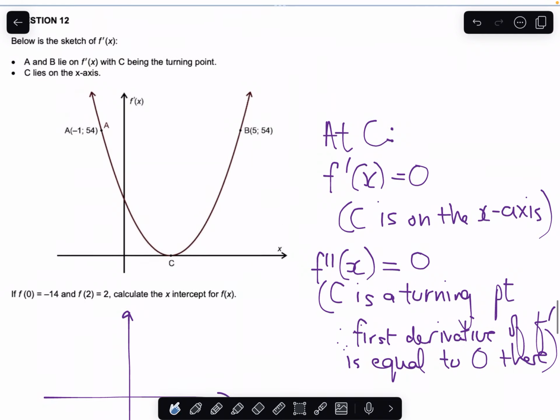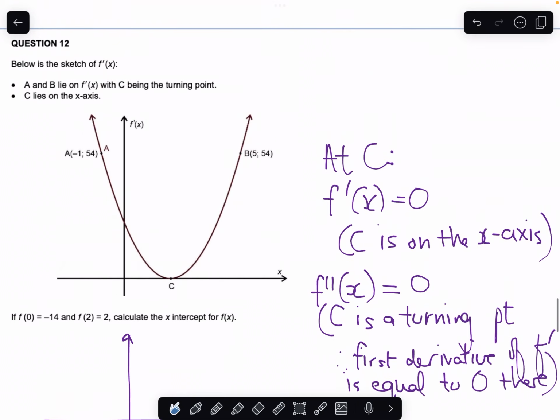Wait, are we just assuming this is a parabola? I mean, if it quacks like a duck and it walks like a duck, then it is a duck. So we are assuming that this is in fact a parabola. So we can find the coordinates of C.